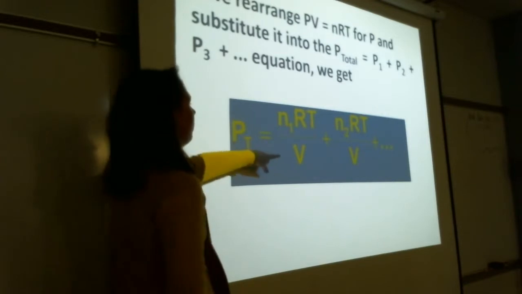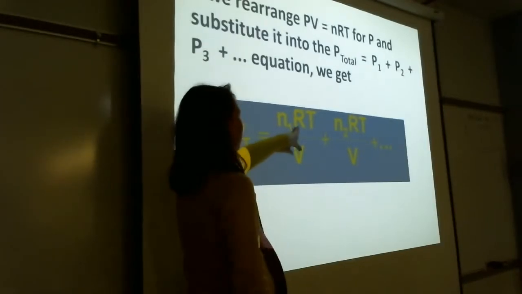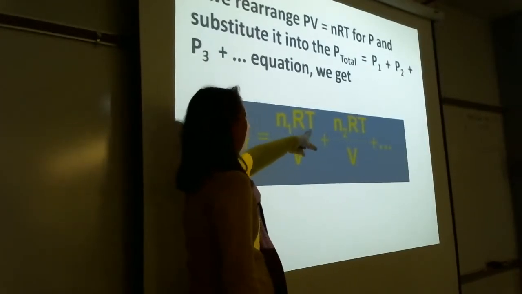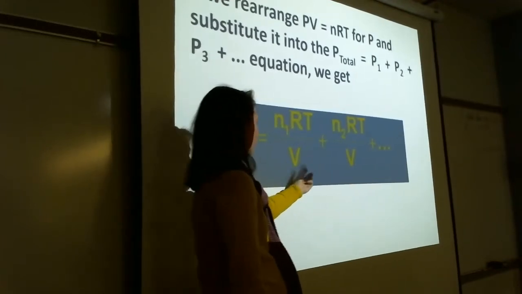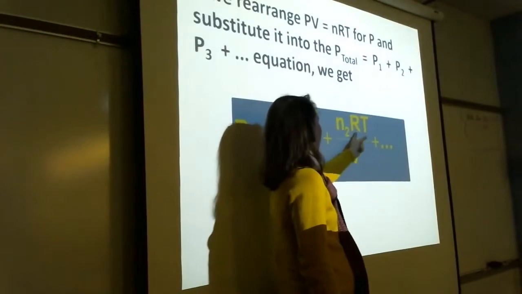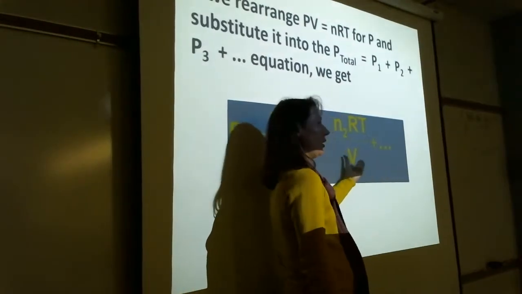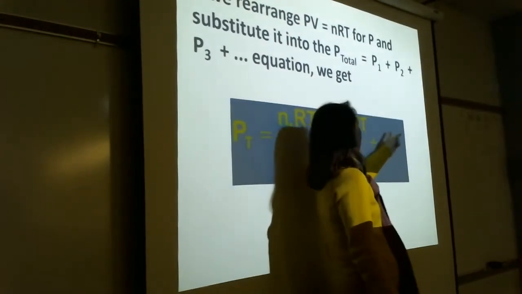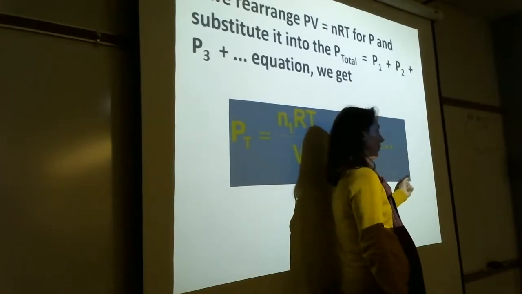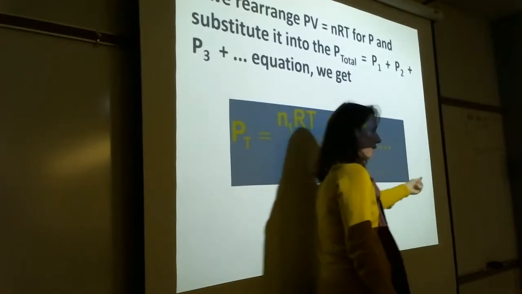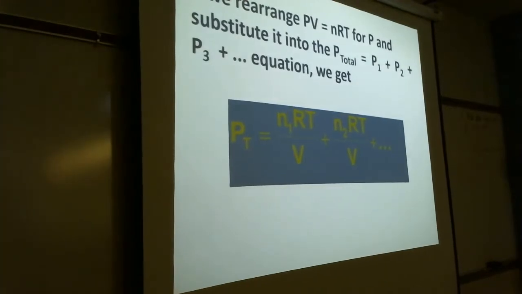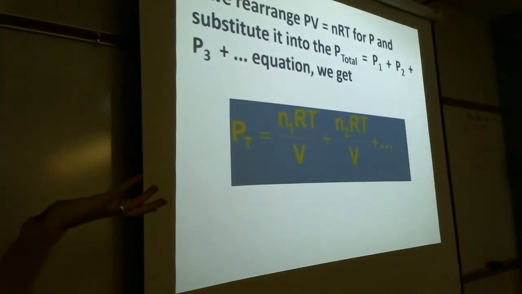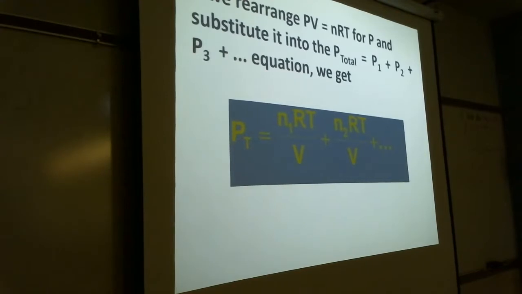So for gas number 1, number of moles times R, which is constant, times the temperature divided by volume for gas number 1, plus number of moles times R times T divided by volume for gas number 2, plus number of moles times R times T divided by volume for gas number 3, et cetera, et cetera, et cetera. All right, so we're just rearranging the ideal gas law and substituting that into our P total.